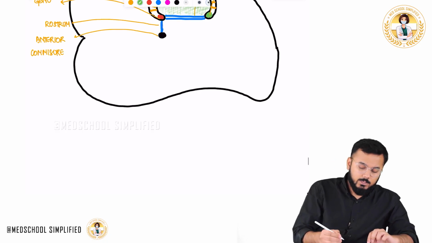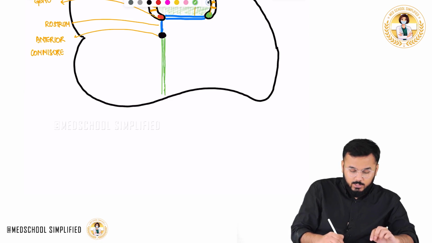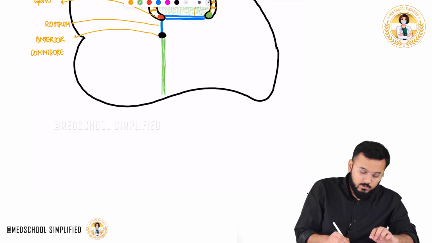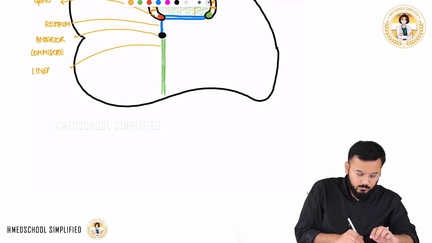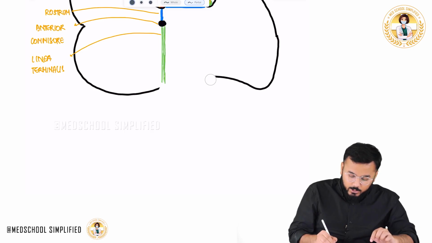Okay. Now next important thing is that just beneath this anterior commissure, you see this structure which I am drawing right now. This is one of the very important structures in our today's topic. So this structure over here is called linea terminalis.